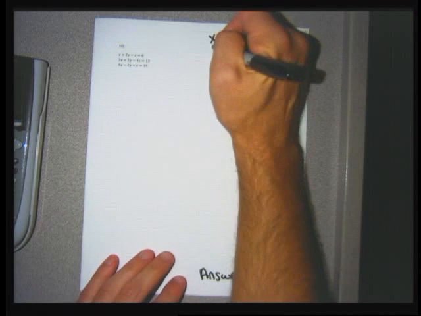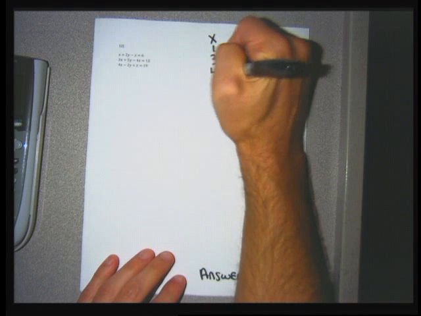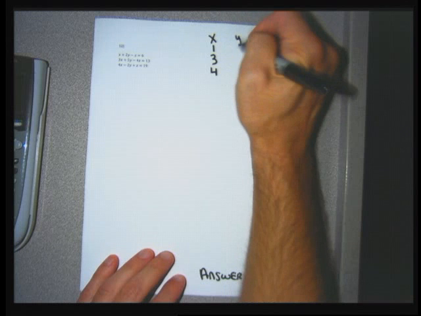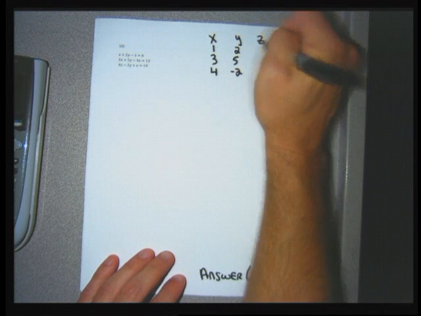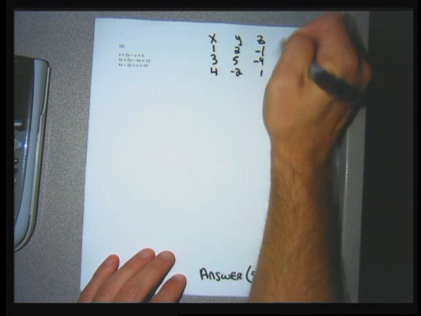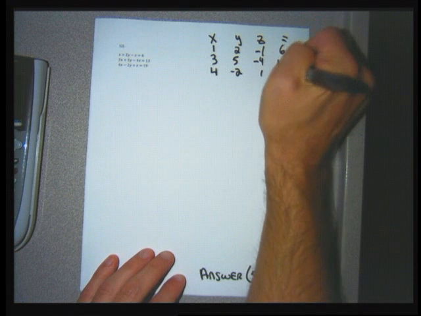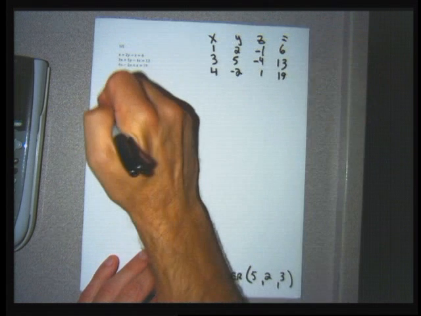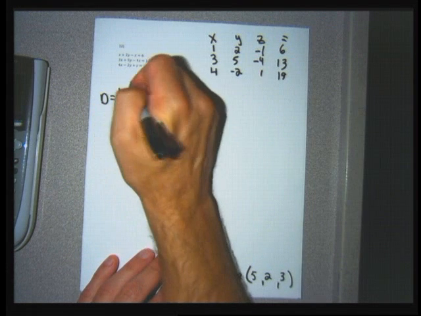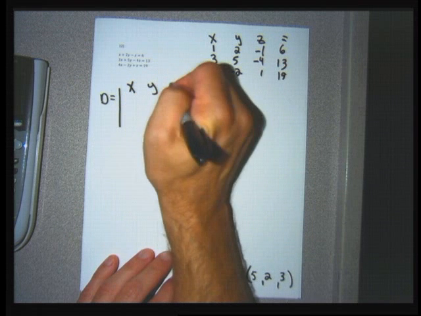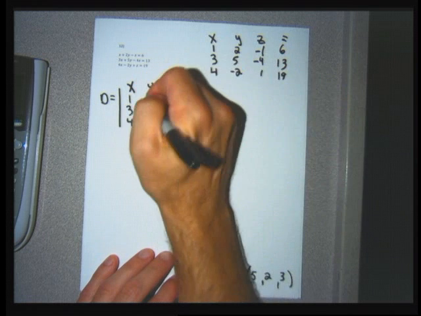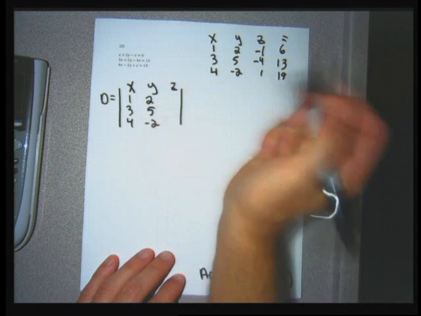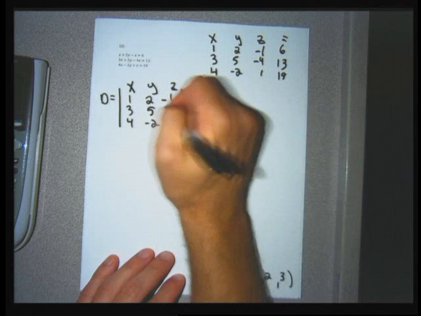Again, I need to know my columns now. The x column of numbers is 1, 3, and 4. The y column is 2, 5, and negative 2. The z column is negative 1, negative 4, and 1. The equals column is 6, 13, and 19. I need 4 determinants. The D determinant has the x column, the y column, and the z column: the x column being 1, 3, and 4, the y column being 2, 5, and negative 2, and the z column being negative 1, negative 4, and 1.